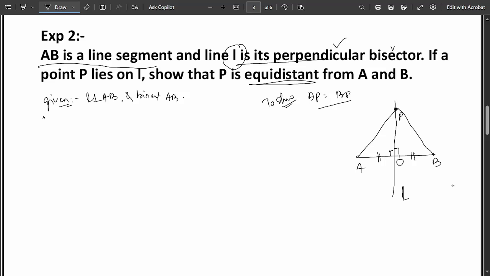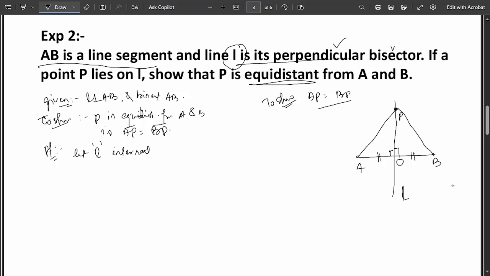Then what we have to show is that P is equidistant from A and B, that is, AP equals BP. Now the proof. Let L intersect AB at O.